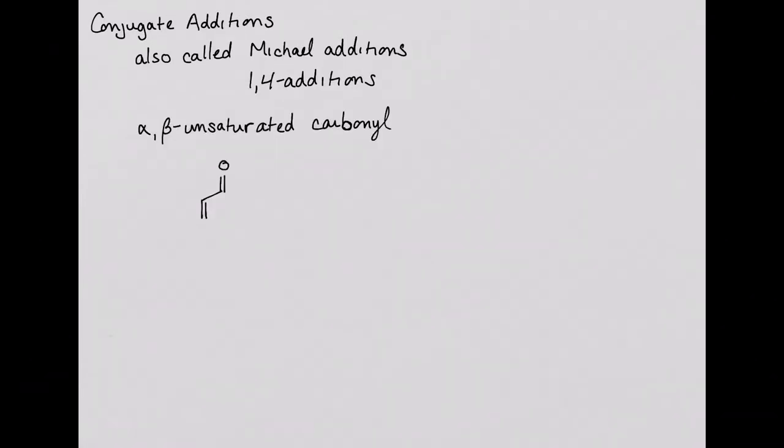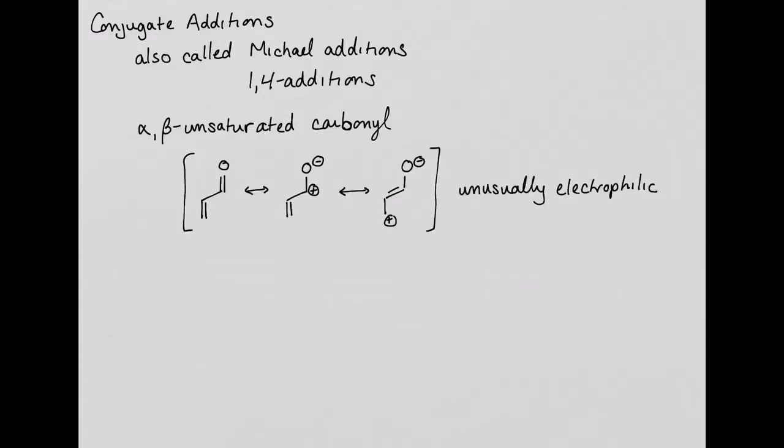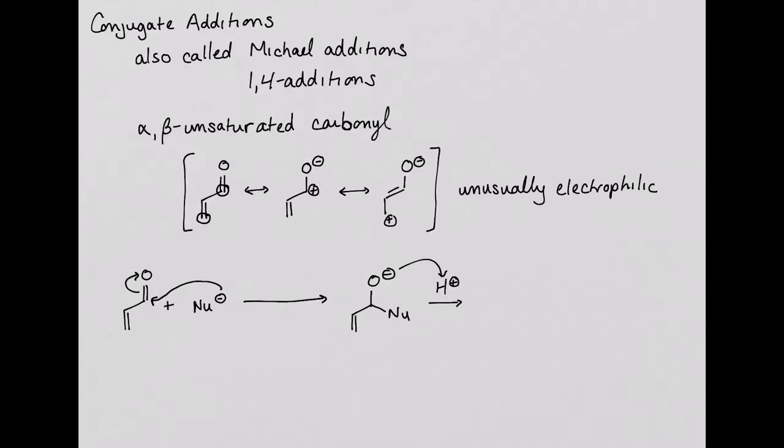Alpha-beta unsaturated carbonyl compounds are unusually electrophilic due to resonance. The carbons of the alpha-beta unsaturated carbonyl that are electrophilic are the carbonyl carbon and the carbon at the beta position to the carbonyl. When a nucleophile reacts with the carbonyl carbon, we get a tetrahedral intermediate that, once protonated, results in a substituted alcohol.